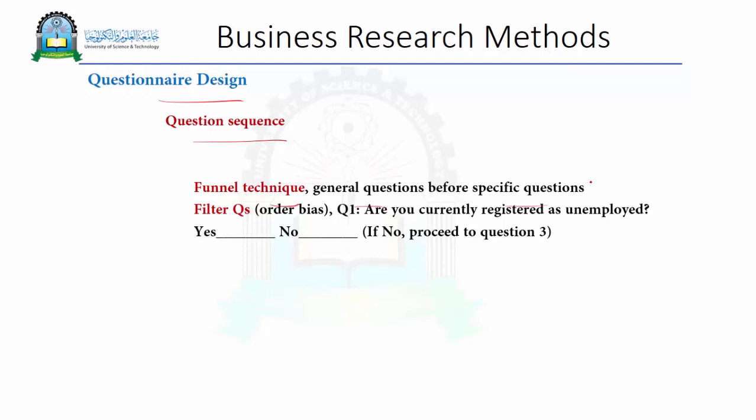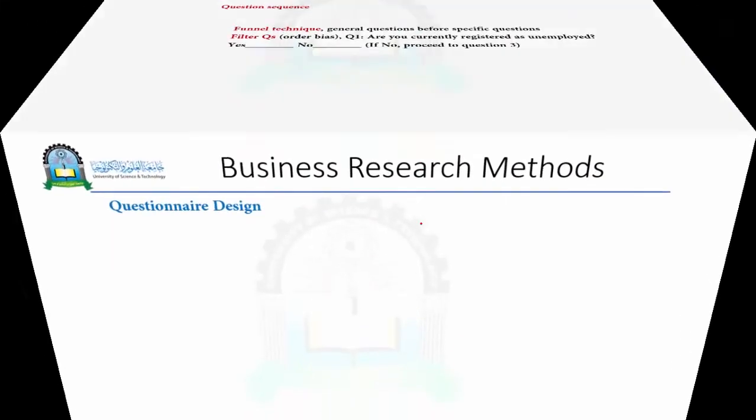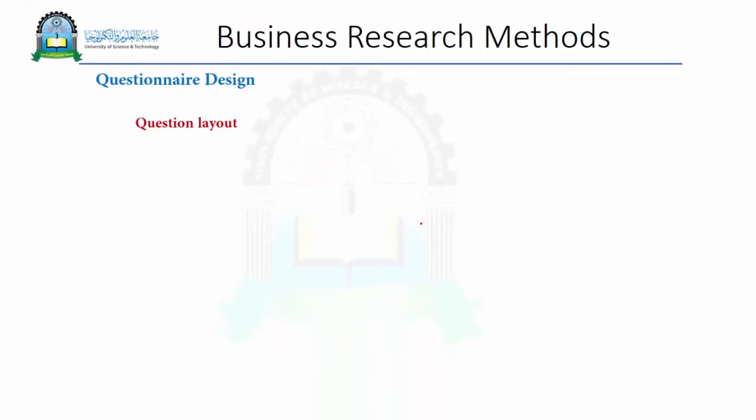So we have here two types. Filtering questions, which address what we call order bias. Question number 1: are you currently registered as unemployed? Yes or no. If no, proceed to question number 3, so you save the respondent's time.